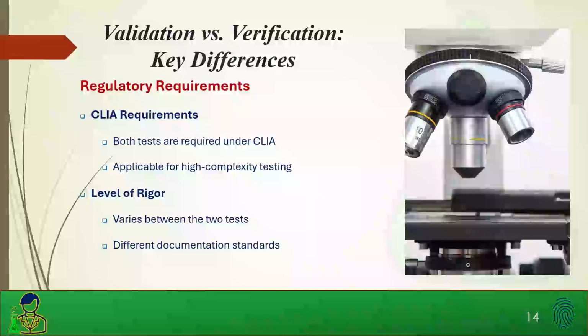So validation is an exhaustive process required for new methods, focused on ensuring test methods meet intended user needs, while verification adapts existing methods to specific laboratory conditions and ensures accuracy within the lab's unique environment. Both processes are governed by regulatory bodies like FDA and CLIA and involve documentation, compliance, and continuous monitoring.